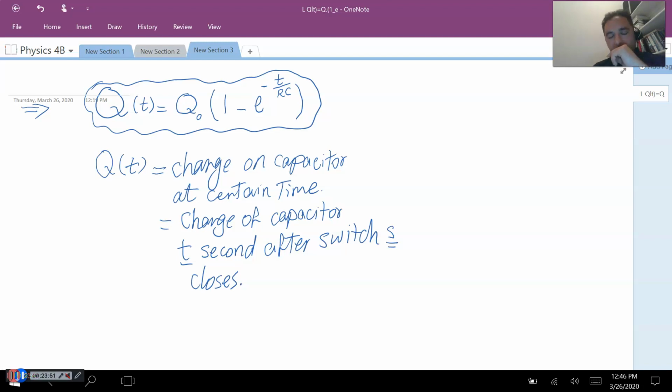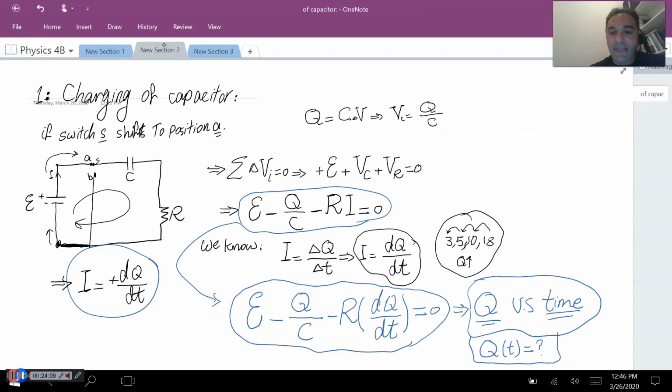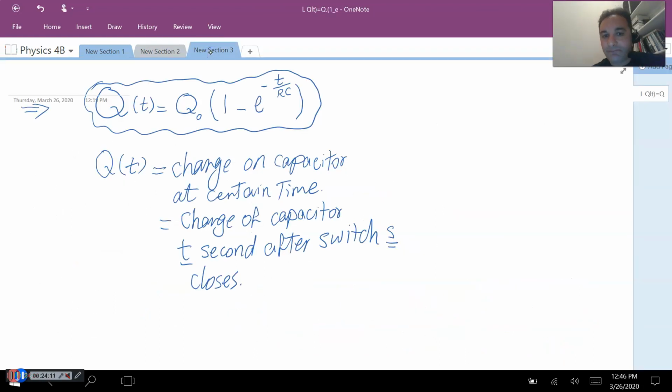So, let's say we close this switch S, we start time. Like 1 second, 2 seconds, 3 seconds, 4 seconds. Okay, stop it. So that is your time. T equals 4 seconds. How much is the charge on that capacitor after 4 seconds, for example? This is important.